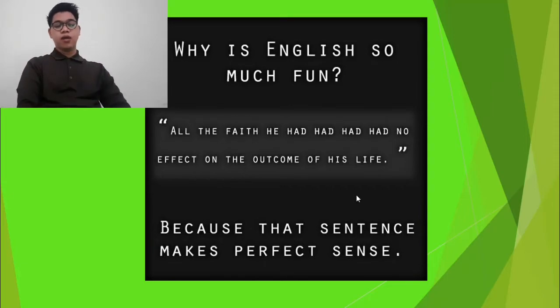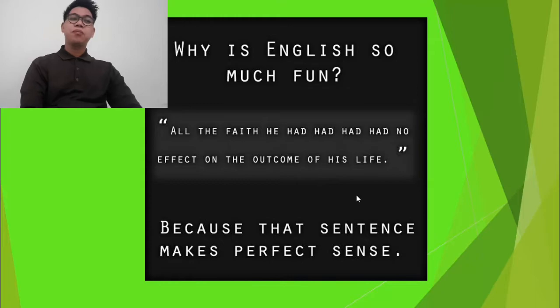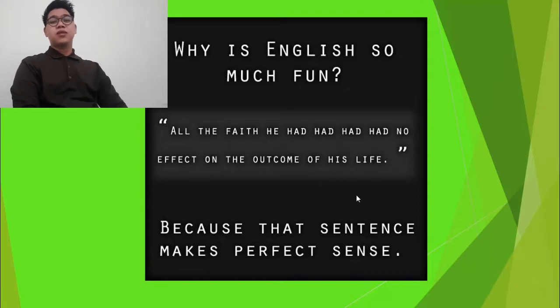Before we get into the meaning of the past perfect, I want you to see this quote. Why is English so much fun? English is not as hard as you think. Because all the faith he had had an effect on the outcomes of his life. That sentence makes perfect sense, so we are going to learn about this sentence also, because we are going to learn about the past perfect.